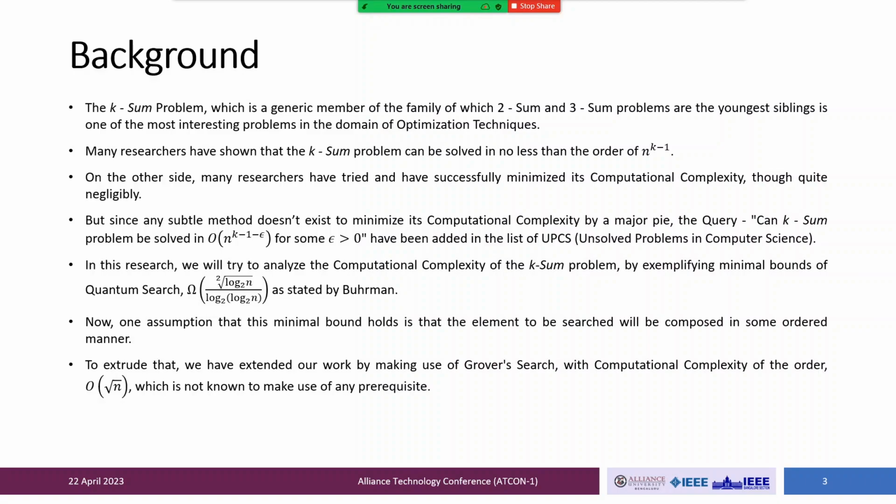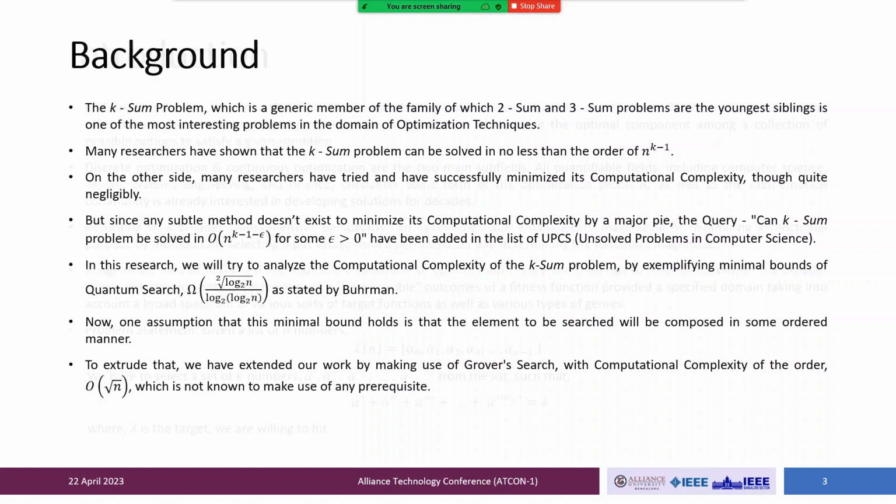In this research, we will try to analyze the computational complexity of this K-sum problem by exemplifying from the minimal bounds of quantum search, by making use of Buhrman's minimal bound in quantum search, and also we will be making use of the Grover search algorithm.